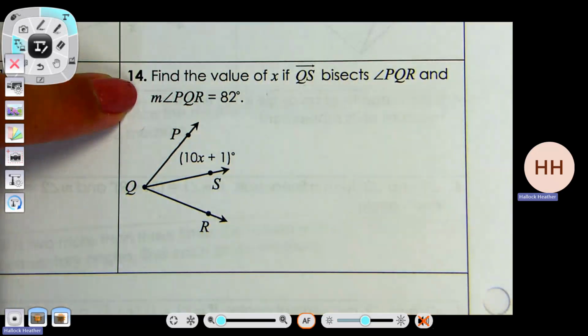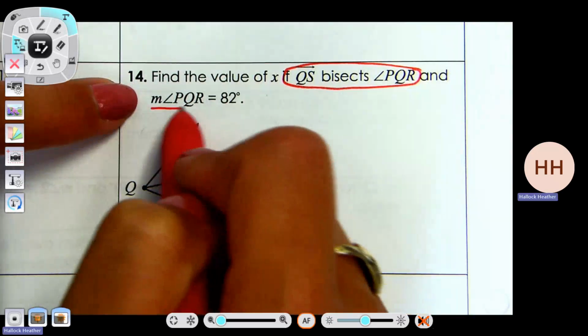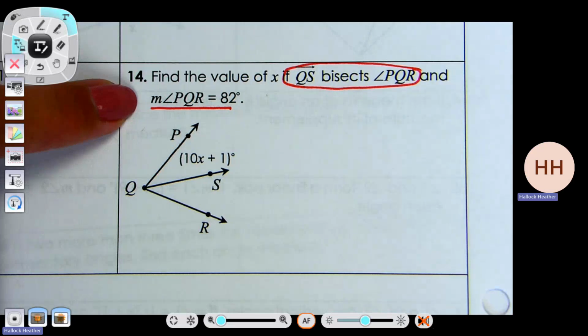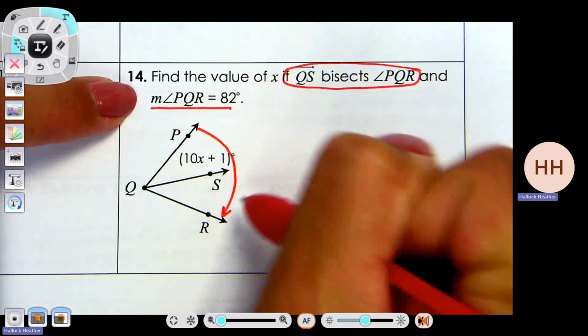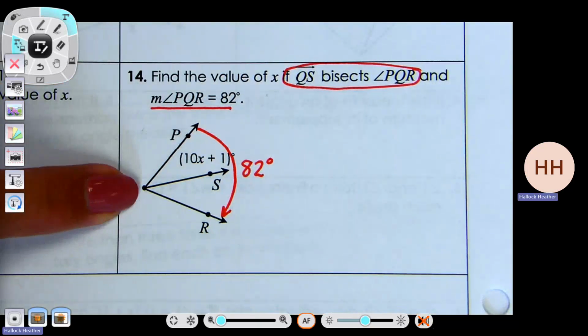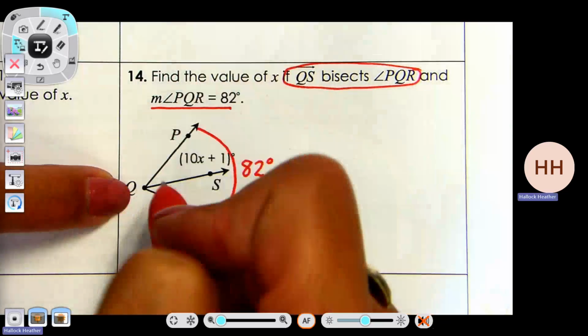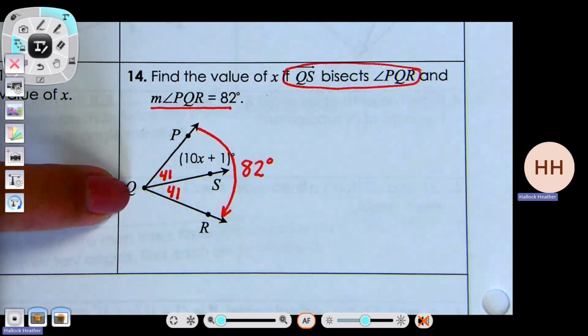QS bisects PQR. And the measure of PQR is 82. So I'm going to put 82 in my picture. PQR. So this is 82 because it's the whole thing. What does it mean to bisect something? Split in 2. So what could I do? Divide what by 2? 82. So if I split 82 in half, what do I get? So this is 41 and this is 41. So how could I solve for X?